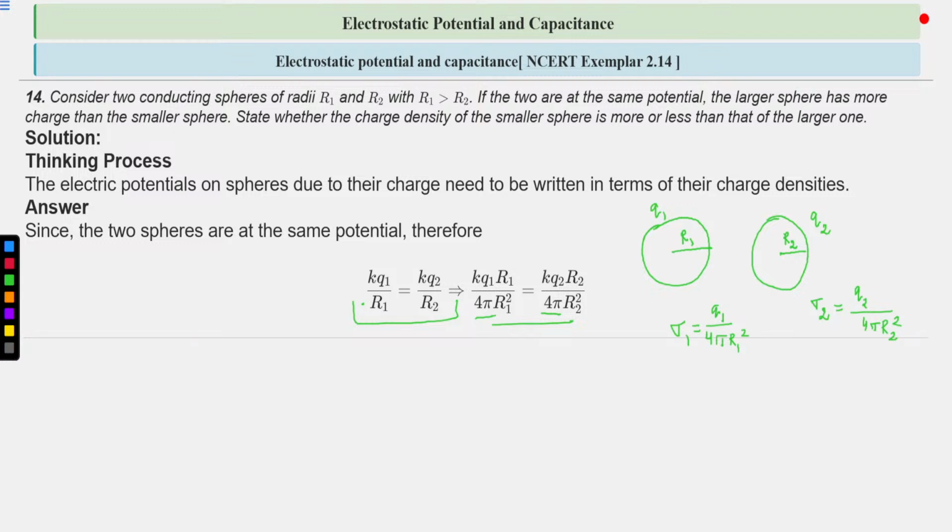So we want to reduce this expression into this. We are given that the potential is the same on the surfaces of both conducting spheres, that is kq1 upon r1 equals kq2 by r2. Now how we will reduce this, I have explained. We want the area below.